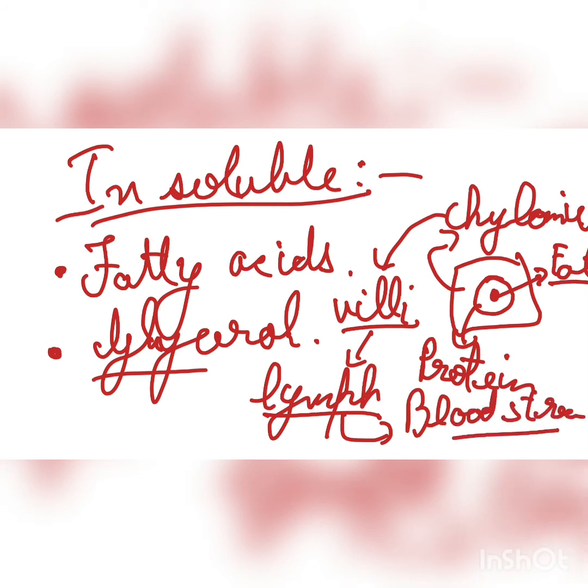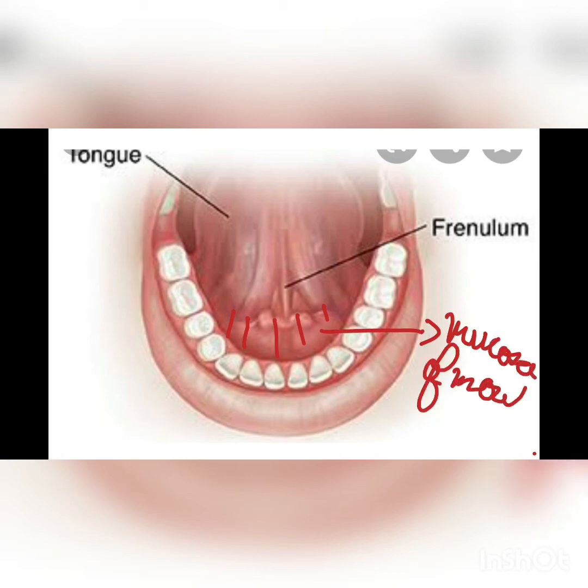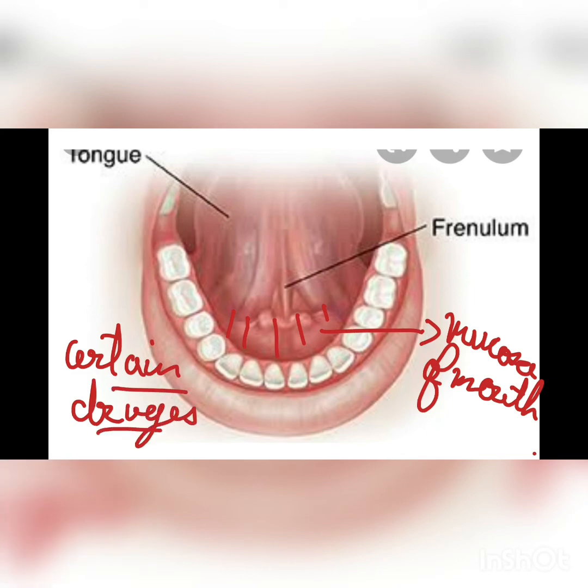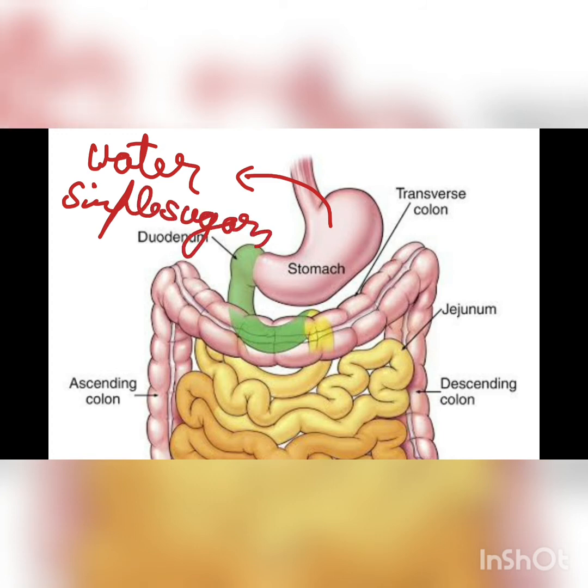Now let's see absorption in various parts of the alimentary canal. Starting with the mouth. In the mouth, certain drugs come in contact with the mucosa of the mouth. As you can see here, this is the mucosa of the mouth. Here below the tongue there is a lining of capillaries which helps in absorption of certain drugs. Now let's move to our second stop, which is the stomach. In the stomach, absorption of water, simple sugars, and alcohol, etc. takes place. These are all things which are absorbed in the stomach.